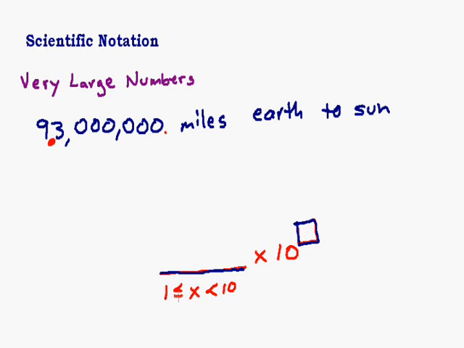I'm going to explain in a minute here why this equal to thing is here. Let's not worry about that right now. Basically just think between 1 and 10. So I got to move this decimal all the way over here until it's 9.3.